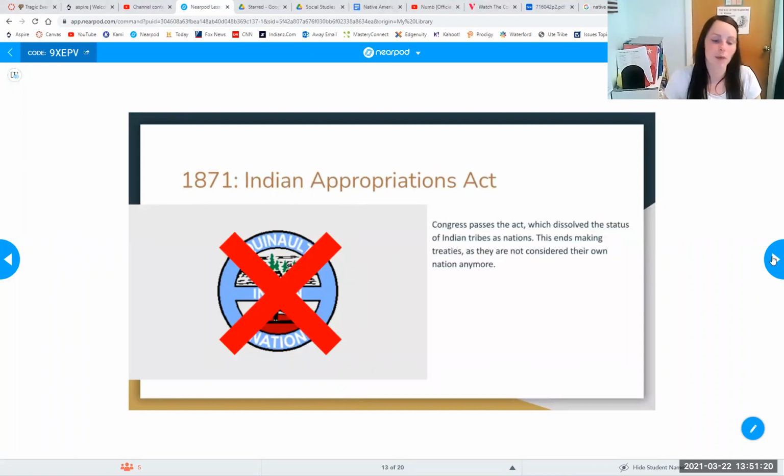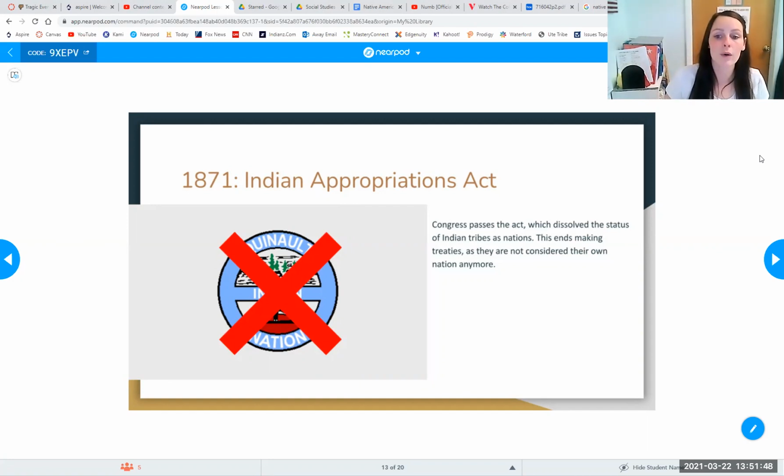1871, the Indian Appropriations Act. Basically what this act does is, before this act happened, the Indian tribes were their own tribes. It's like a different nation. And as a government, you have treaties with other countries, basically to show that you are another nation, another country, and I'm going to do treaties with you.